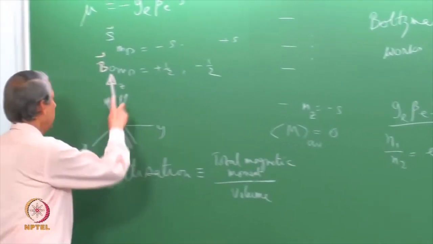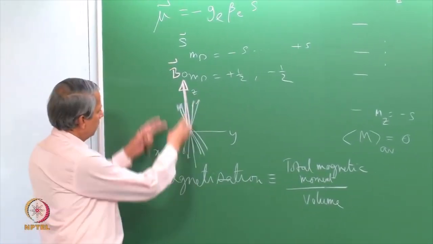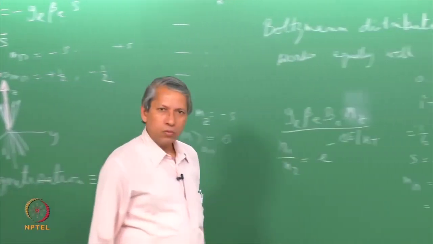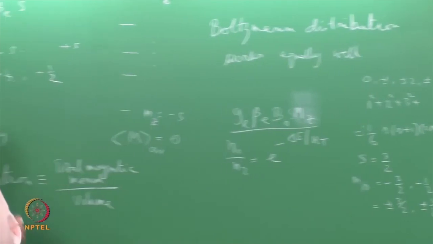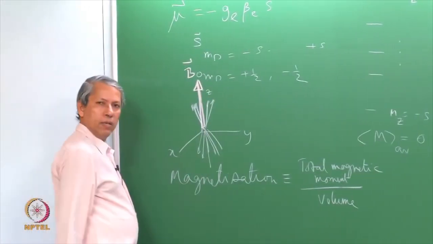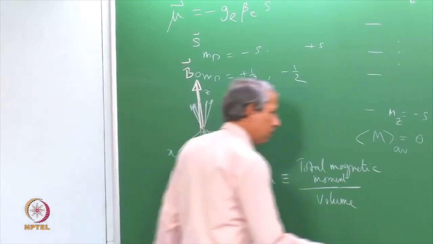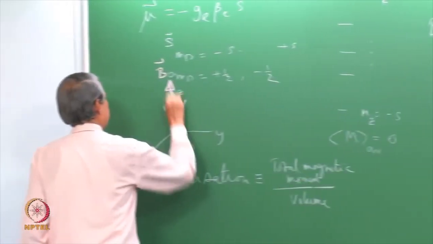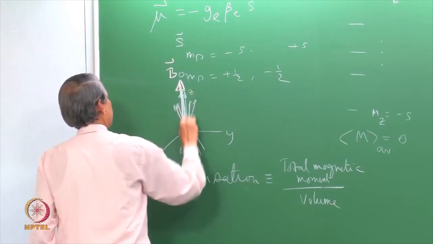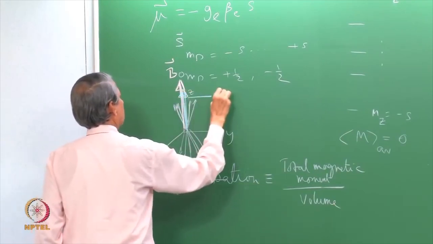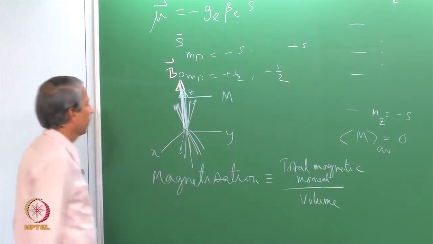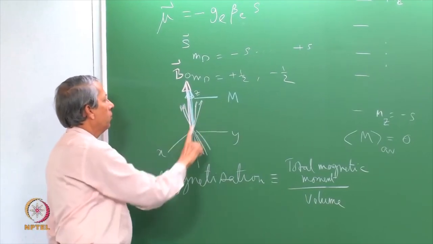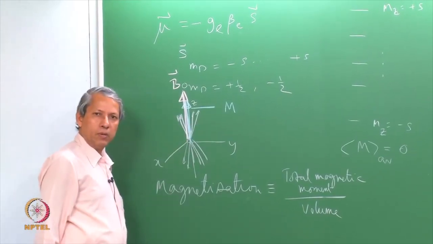So, if the external magnetic field is along the z direction, the net magnetization that we have calculated will also therefore point along this z direction. So, if I have another color, this is the magnetization. So, at equilibrium therefore, this magnetization points along the direction of the magnetic field.